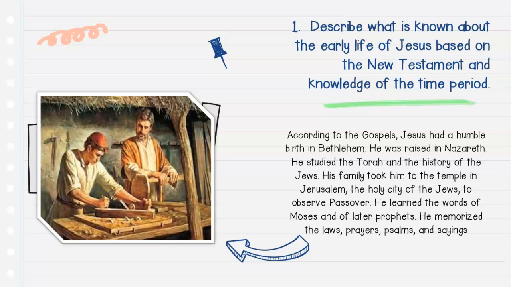Question number one, describe what is known about the early life of Jesus based on the New Testament and knowledge of the time period. According to the Gospels, Jesus had a humble birth in Bethlehem. He was raised in Nazareth. He studied the Torah and the history of the Jews. His family took him to the temple in Jerusalem, the holy city of the Jews, to observe Passover. He learned the words of Moses and of later prophets. He memorized the laws, prayers, psalms, and sayings.